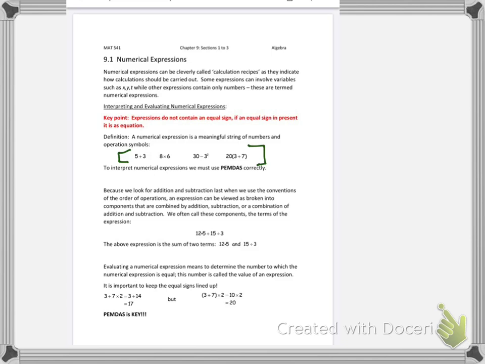If it has an equal sign, it's going to be called an equation instead. So this is a key point. Make sure that you can determine whether something is an equation or an expression.